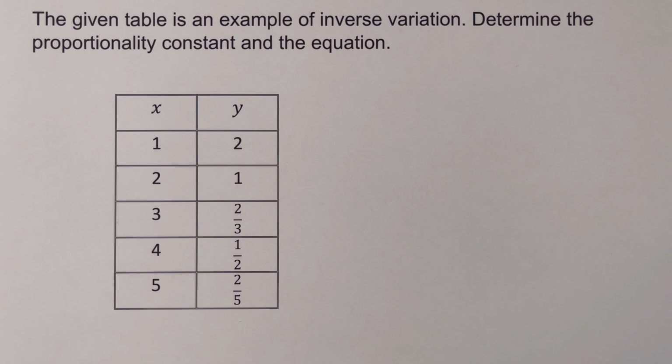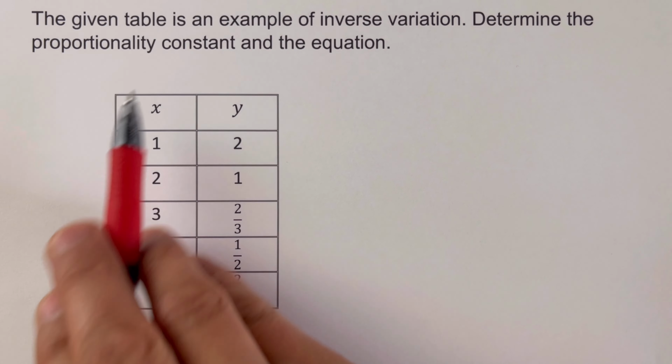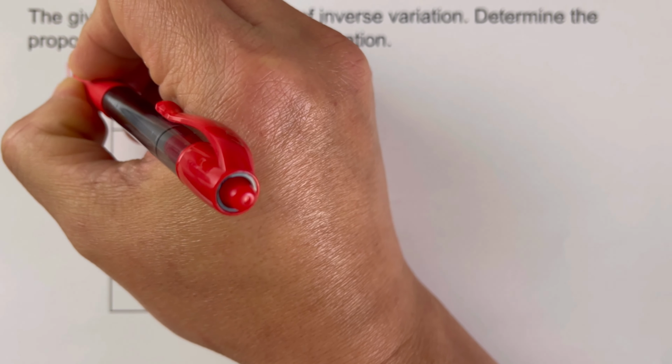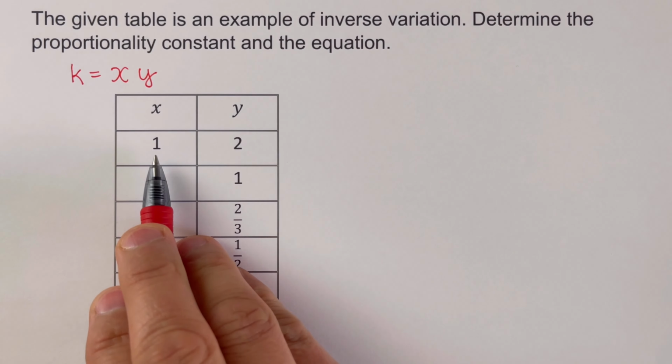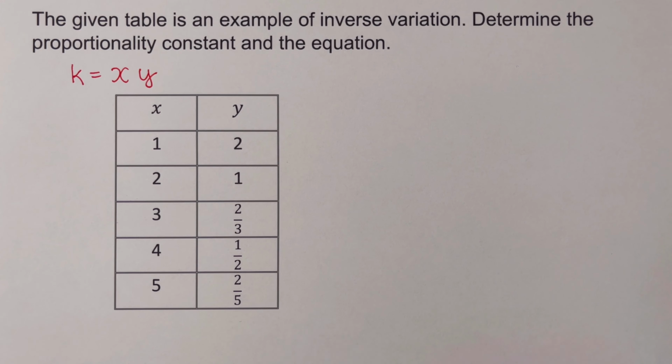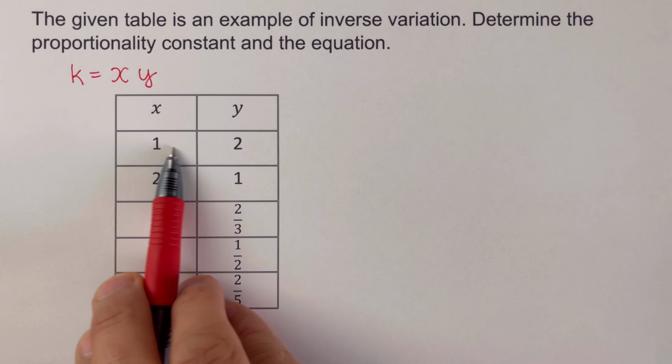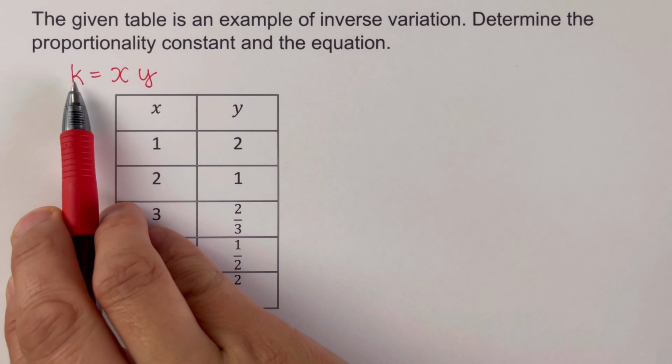Okay, so we go over the problem here. In order that we can determine the proportionality constant k, we write the equation down here, that is k is equal to the product of x and y. So we have to multiply x and y. That is our proportionality constant k. We can multiply just one row here. 1 times 2, that means our k is 2.